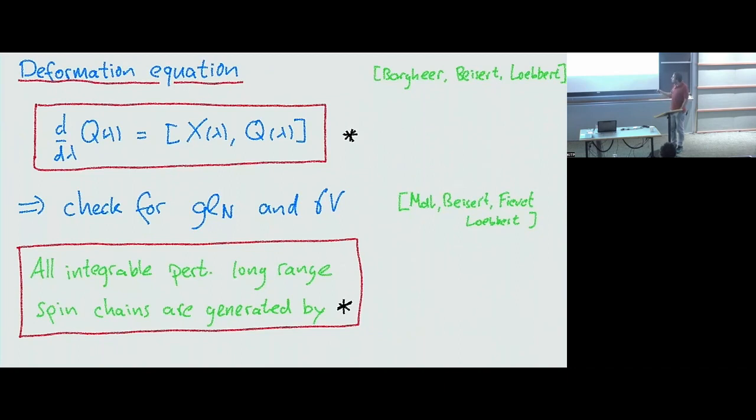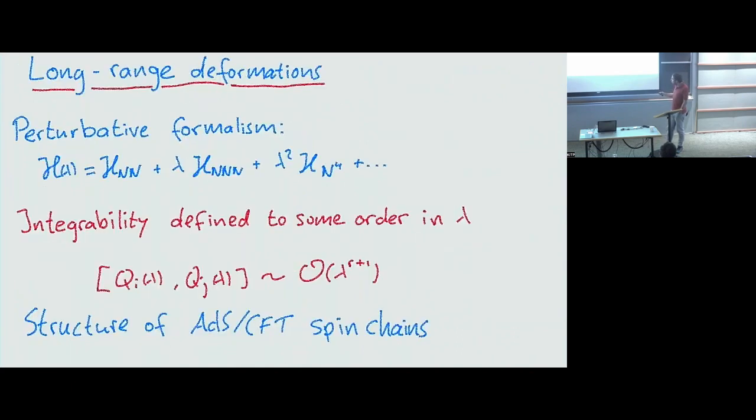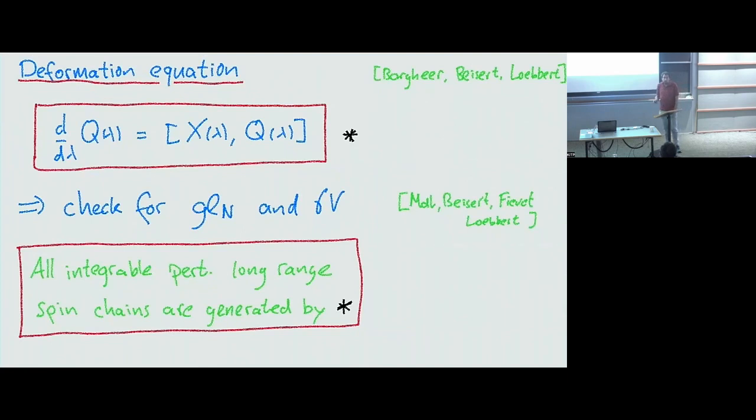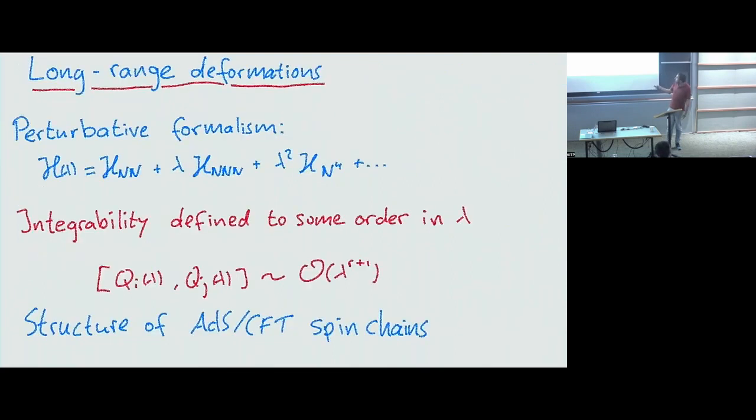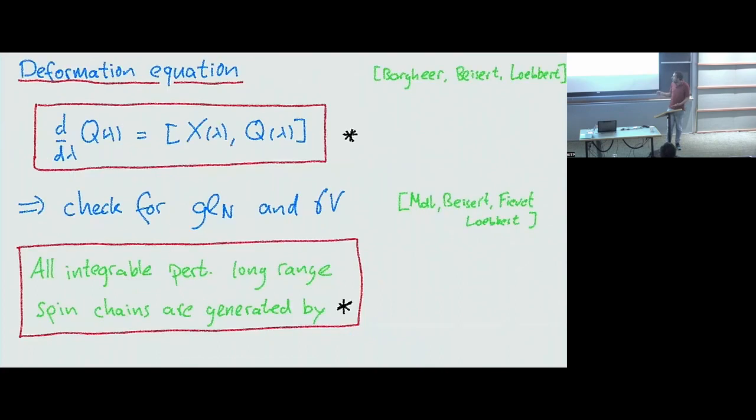And the solutions of these equations have been looked at for GL(N) and for 6-vertex type models, where it was actually found that all deformations of this type are generated by this deformation equation. So you can compute, for example, for the 6-vertex model, you can just assume that your Hamiltonian is of this form and check the solution space for which this is integrable, and then you can map it one-to-one to solutions of this deformation equation. So it seems that all solutions of this type are indeed generated by this deformation equation.